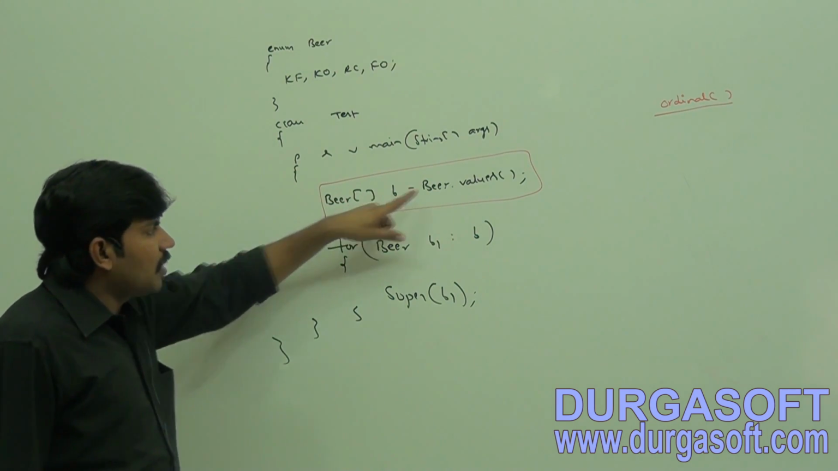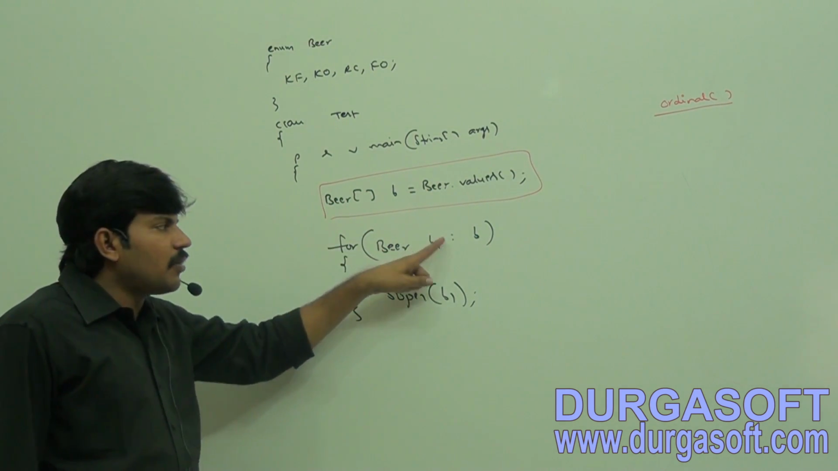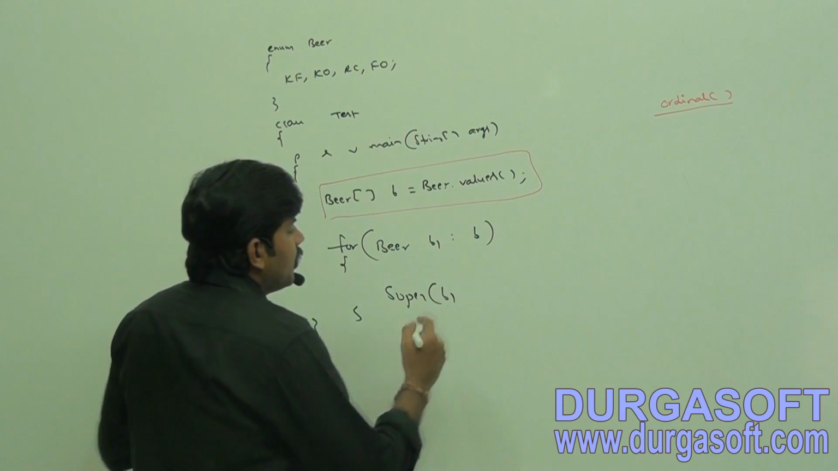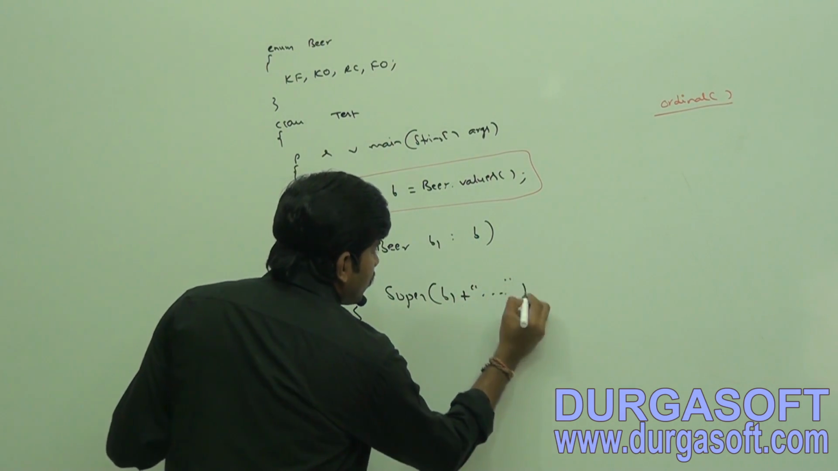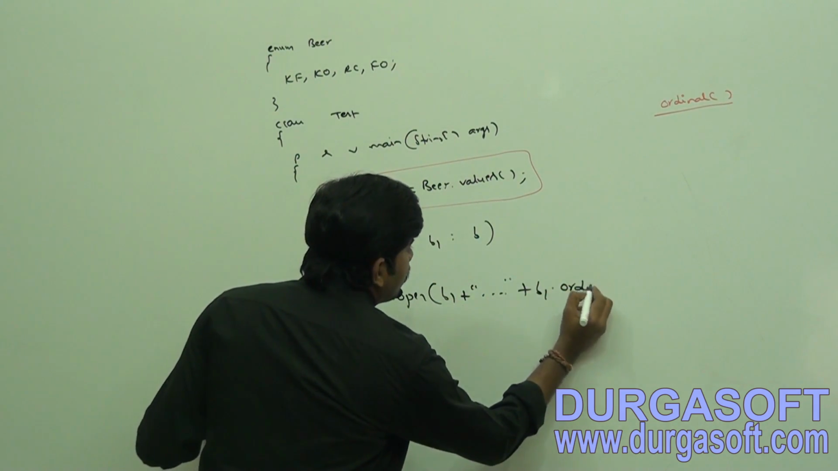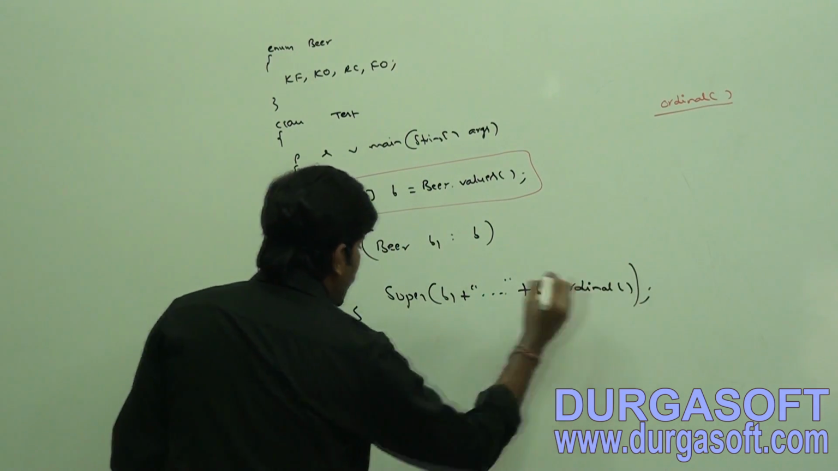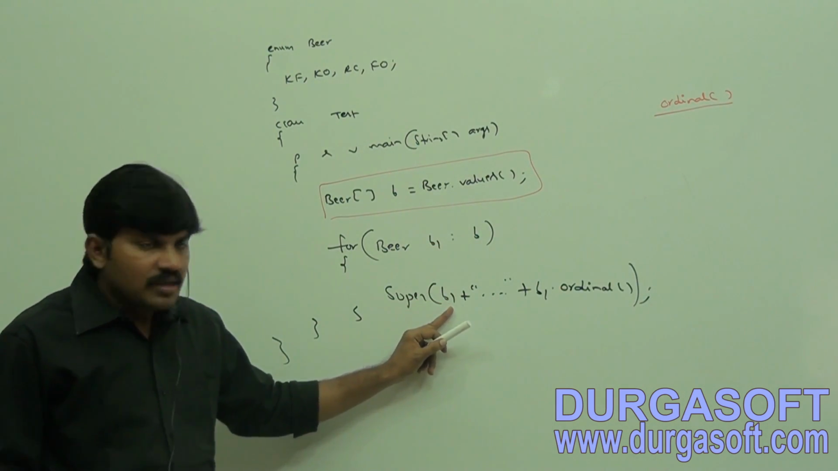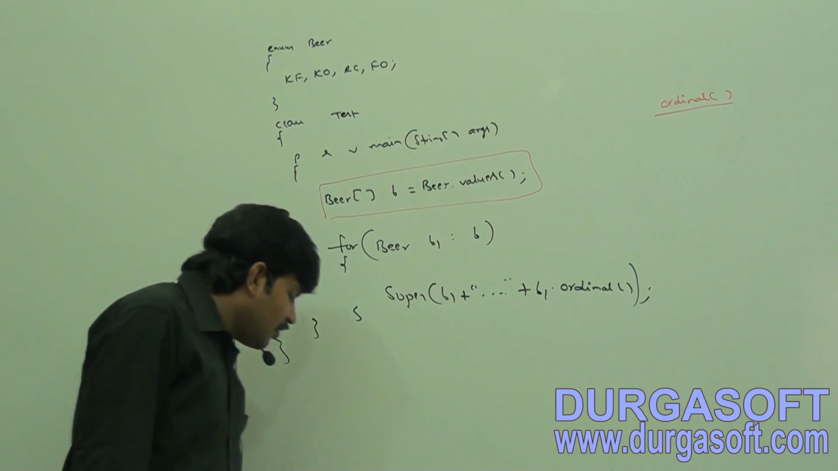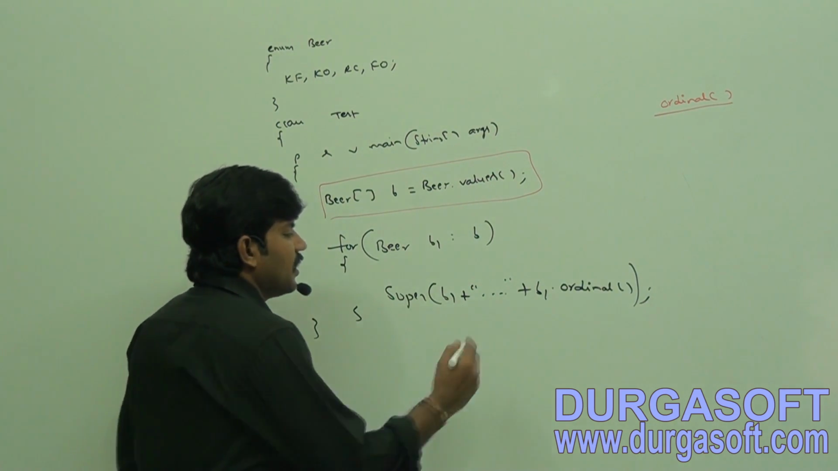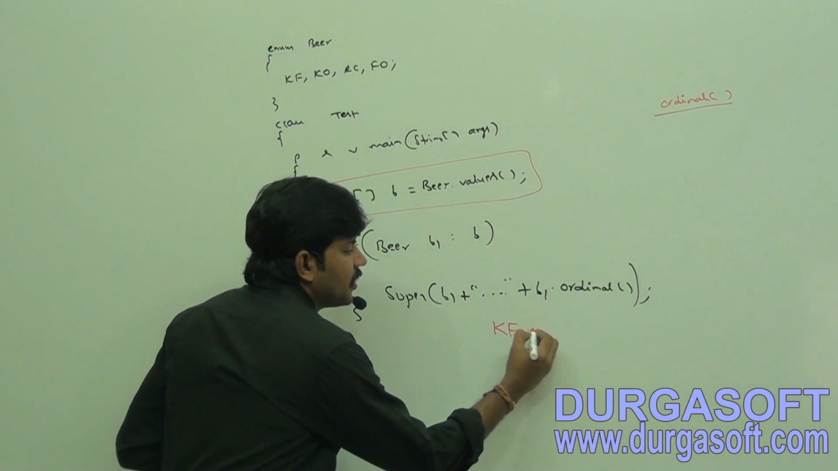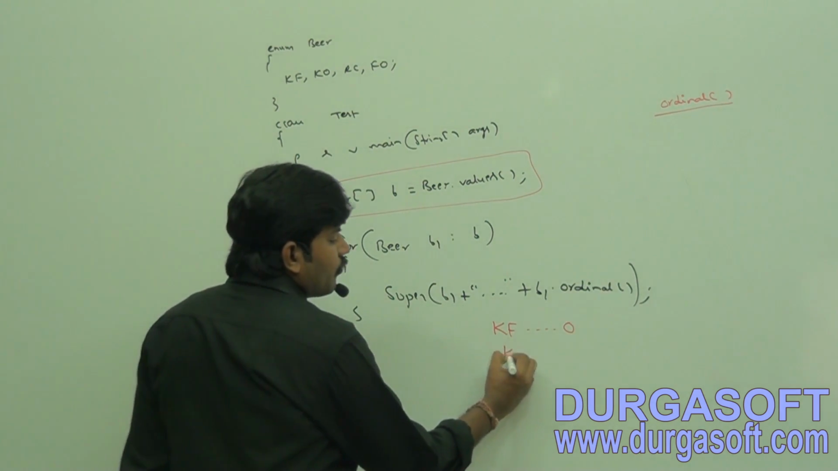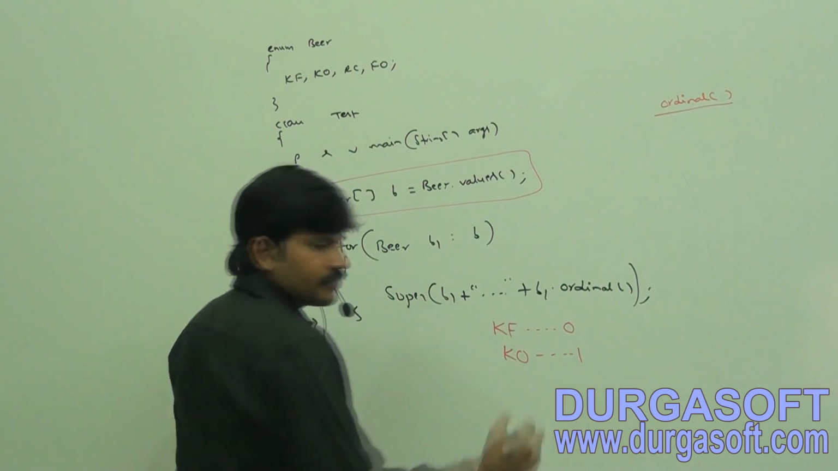Sir, I got all values: for each Beer object b1 in b, SOP of b1 plus dot plus b1 dot ordinal. For every beer object, print the constant and its ordinal value. Do you know what is the output? By default we are going to get KF, its ordinal value 0. KO, its ordinal value 1.